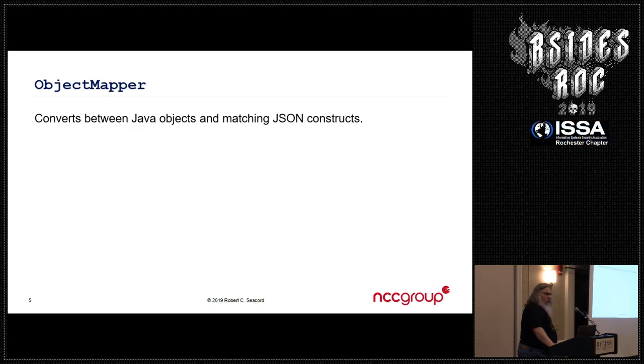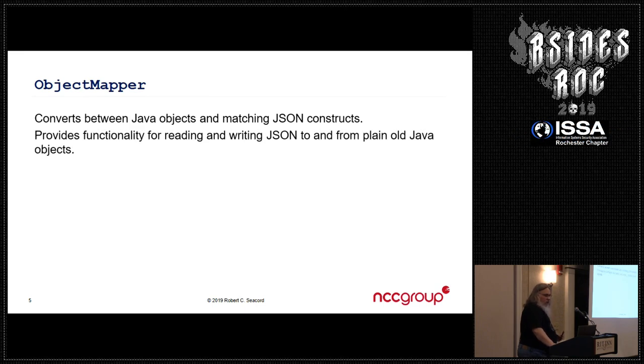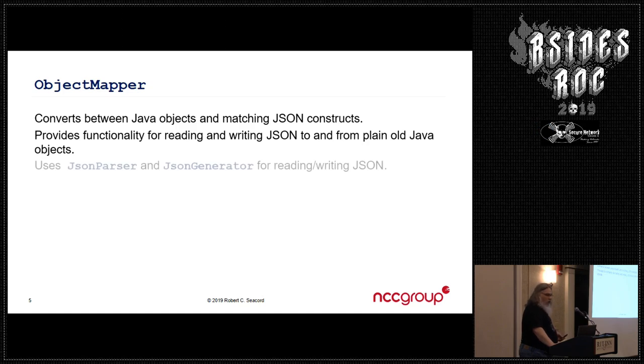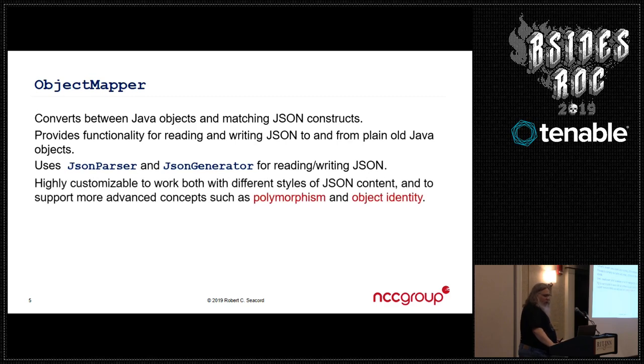ObjectMapper converts between Java objects and the corresponding JSON strings. It has functionality to read and write JSON to and from plain old Java objects. It uses the JSON parser and JSON generator for reading and writing JSON. It's highly customizable to work with different styles of JSON content and to support more advanced concepts such as polymorphism and object identity. I'll say something quickly about this.